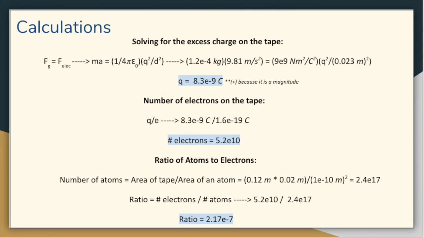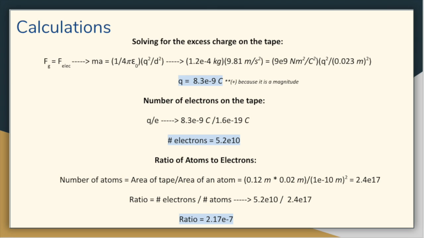Now on to the calculations. First, I solved for the excess charge on the tape. I only had to solve for one piece of tape because I assumed that both tapes had a charge of the same magnitude. I set the equation for the force of gravity equal to the equation for the force of the electric field. I plugged in all of the values I recorded during the experiment into the equation and solved for Q. I got that the magnitude of the charge was 8.3 times 10 to the negative ninth coulombs. I was solving for the magnitude of the charge, so it is a positive value.